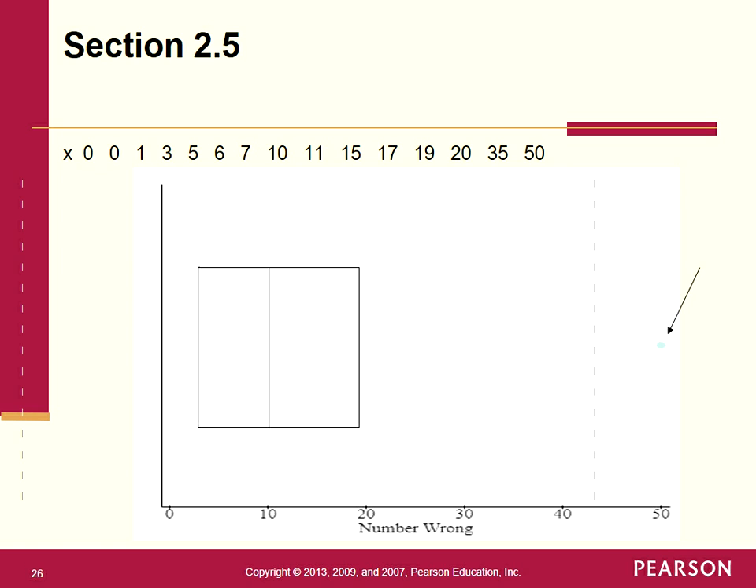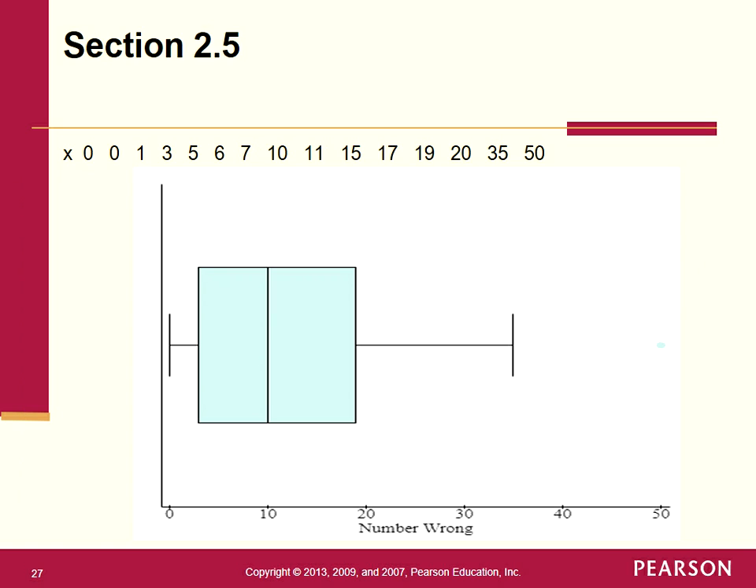The opposite way, we're going to start with a line starting at Q3, going to the right. And where are we going to stop that line? The maximum value that's still inside the fence. So what's the maximum value that's still inside the fence? Hopefully you say, I think that's 35. So there would be our whiskers then. So there's our box plot.